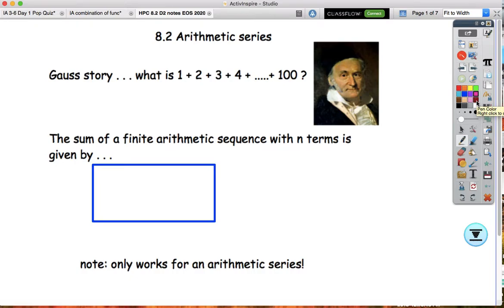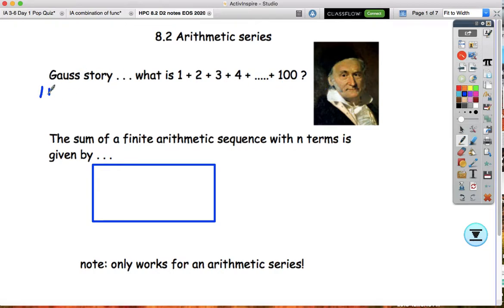So we're going to start with a little story. This is a picture of Carl Friedrich Gauss. And the story goes that when he was in elementary school age, like 7 to 10, he was a child prodigy. His teacher told the class to add up the numbers from 1 to 100. And the story goes that the teacher thought that this would buy some time, keep the kids busy for a while. But this little guy was able to add them up super fast because he saw a pattern.